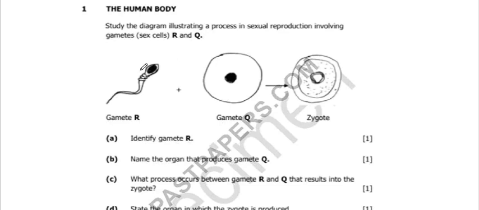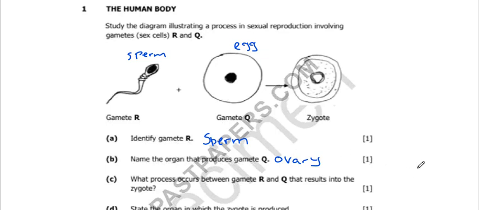So what is gamete R? Gamete R is the sperm. This is a sperm. Then this is an egg. So this is under reproduction. Identify gamete R. We've identified it to be the sperm. Name the organ that produces gamete Q. Where are the eggs produced? They are produced in the ovaries. So let's just say ovary.